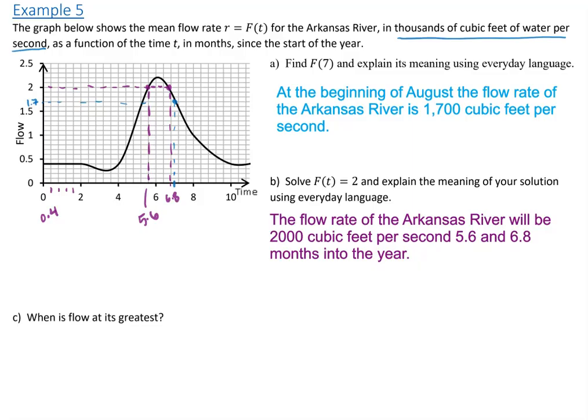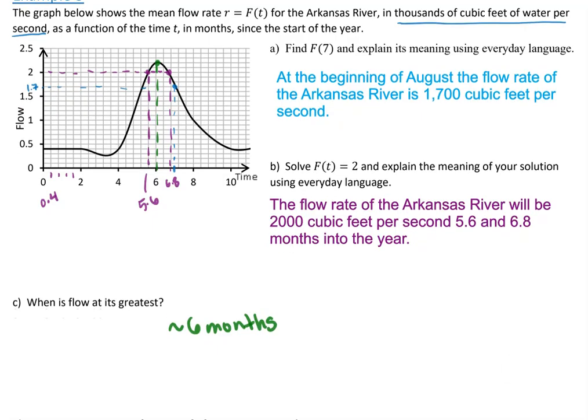Next, we're asked when the flow rate is greatest. So we are looking for a local maximum, is what we would call that, a maximum value. We haven't defined all that vocab yet, but we'll get there, and I think that one's fairly intuitive. Flow is greatest right at that peak, and if we follow that down, it's really close to the 6-month mark, maybe just to the right of that. But I would say flow rate is greatest at about 6 months. All right, and we have one more.